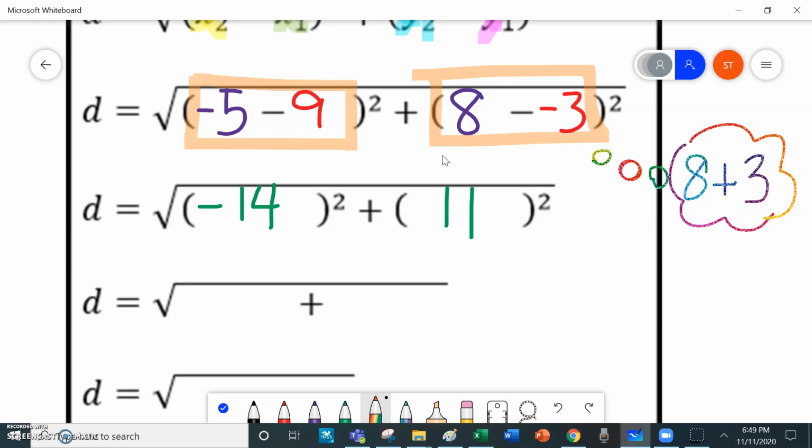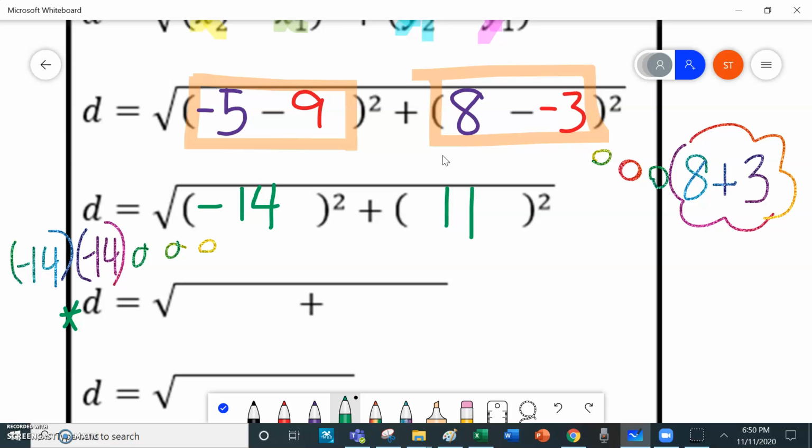Now I get to my squaring part, or putting something to the second power. I want to make sure that I am thinking properly here. And so -14 squared, or to the second power, is actually -14 times -14. I should remember that a negative times a negative is a positive. I never want to end up on this level of my distance formula with a negative number. They should, because a negative times a negative is a positive.